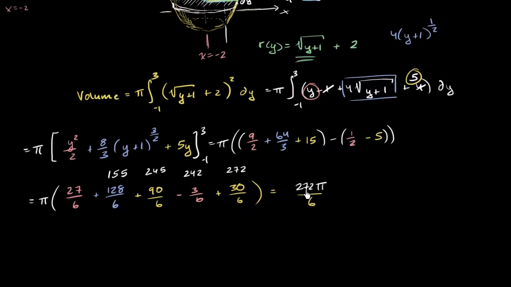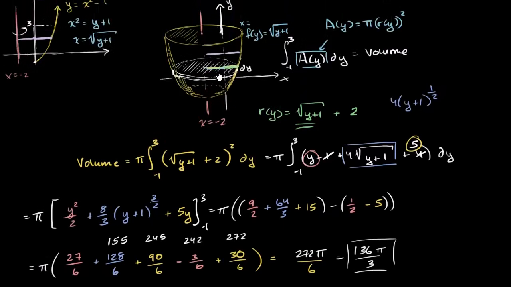But then we can, let's see, 272 and 6 are both divisible by 2. So this is equal to 272 divided by 2, which is 136 pi over, and if you divide the denominator by 2, 3. Is that right? Yeah, 136 pi over 3. And 136 is not divisible by 3. So we have it as simplified as we can. This right over here is the volume of our little upside down gumdrop looking thing.